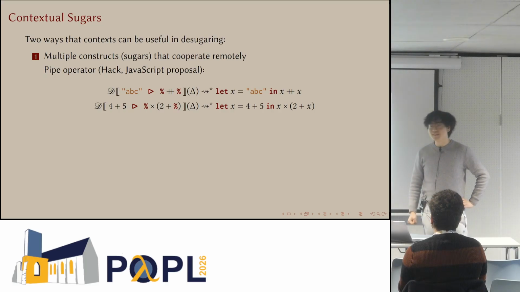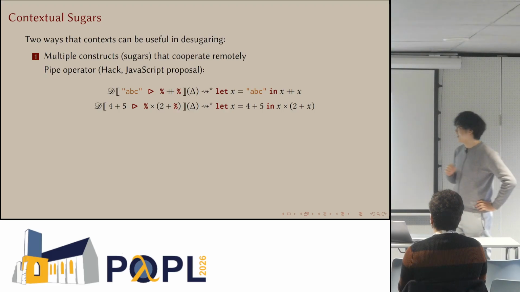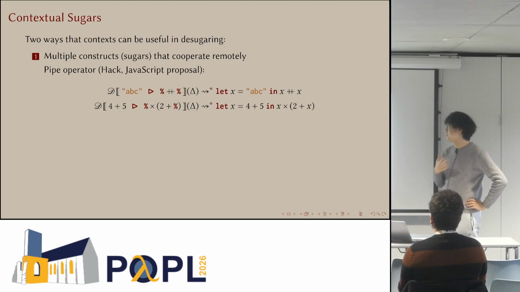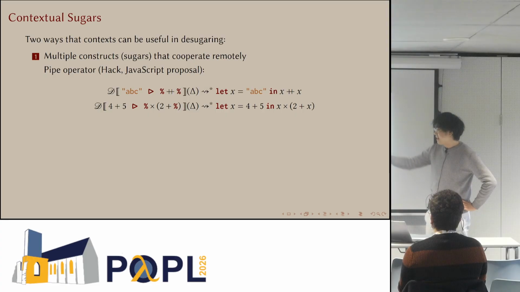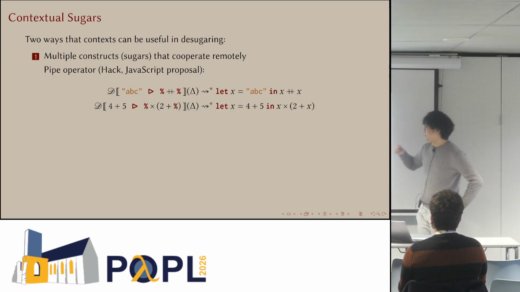So first, there can be multiple constructs that cooperate remotely. The running example would be the pipe operator in the Hack language, also proposed for JavaScript. It is not a functional programming pipe. For example, on the first line, the pipe is denoted by a triangle on the right. If we pipe a string ABC to the right-hand side, the percent sign denotes a hole. So whatever is on the left is piped into the hole. So the first line would mean that we pipe ABC to concatenate itself with itself. And what we get will be like this.